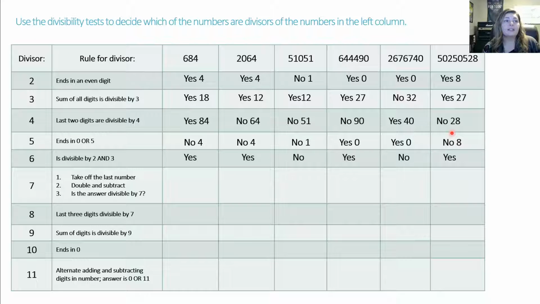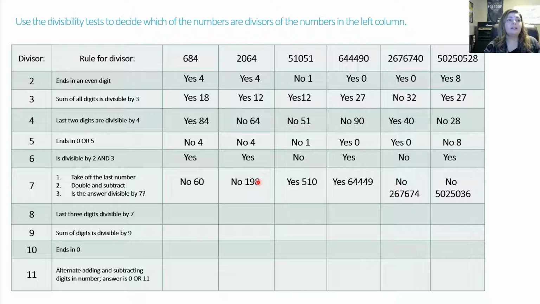So the rule for 6 is if it is divisible by 2 and 3. So we see that 684 is divisible by 2 and 3. So that would be yes. And we would just go down the line and see.